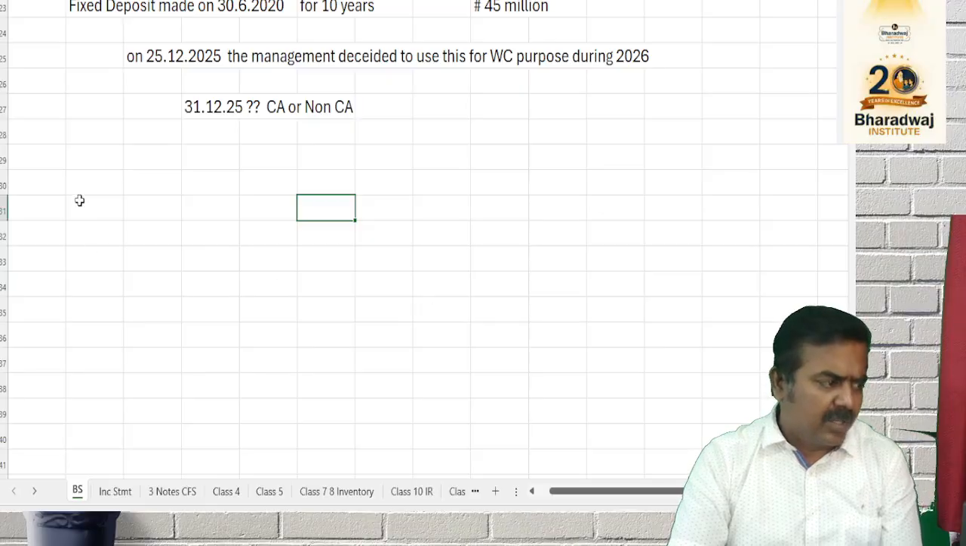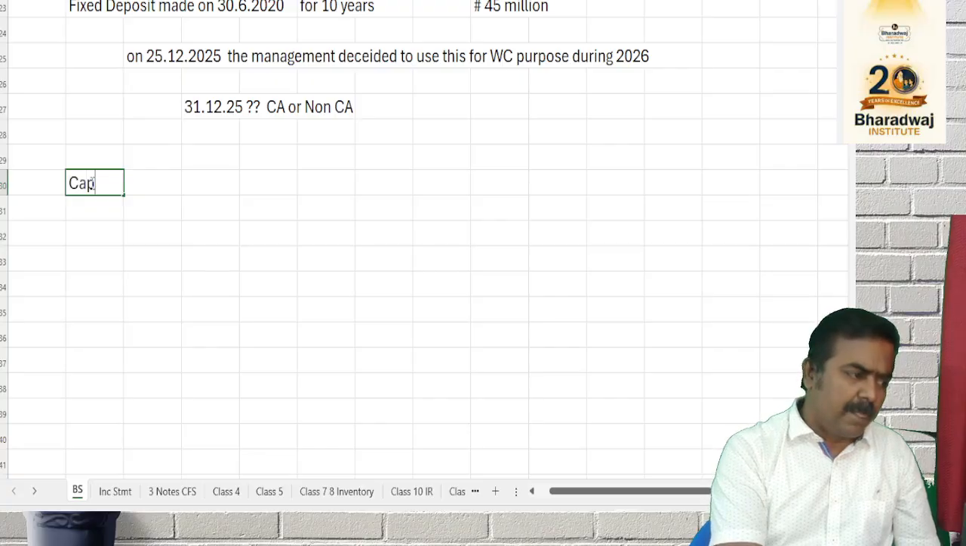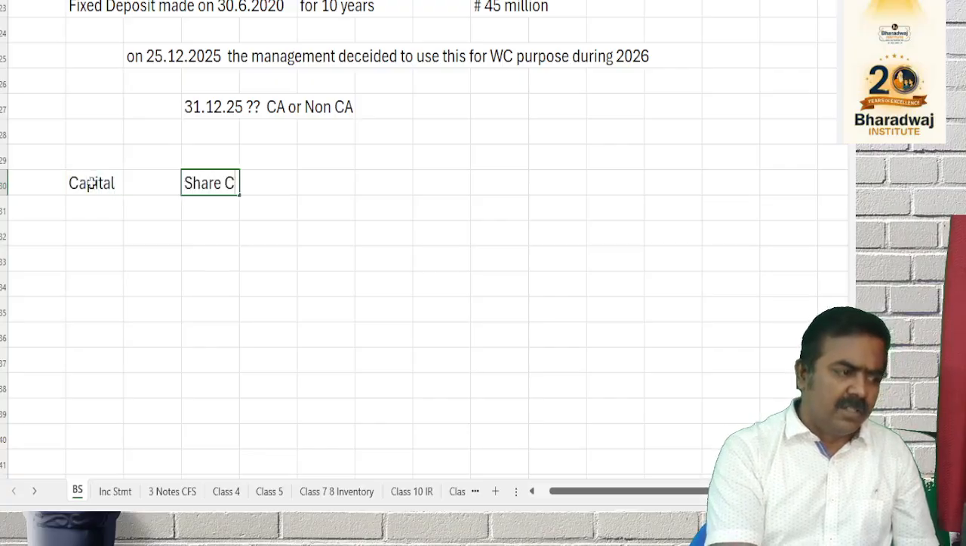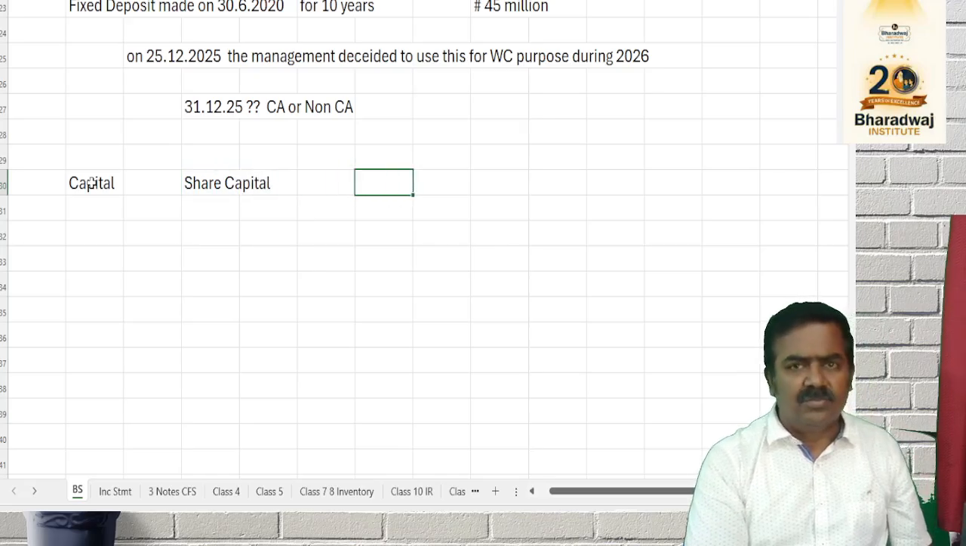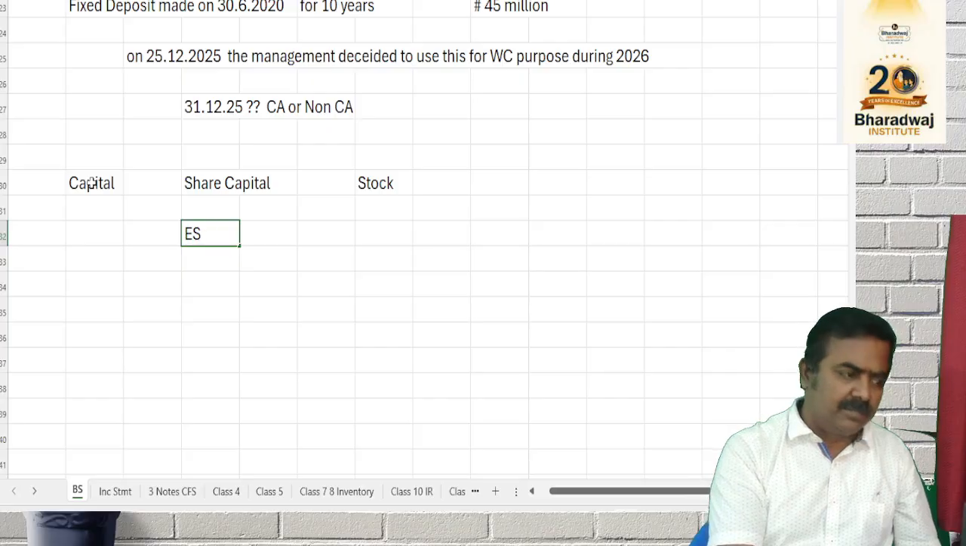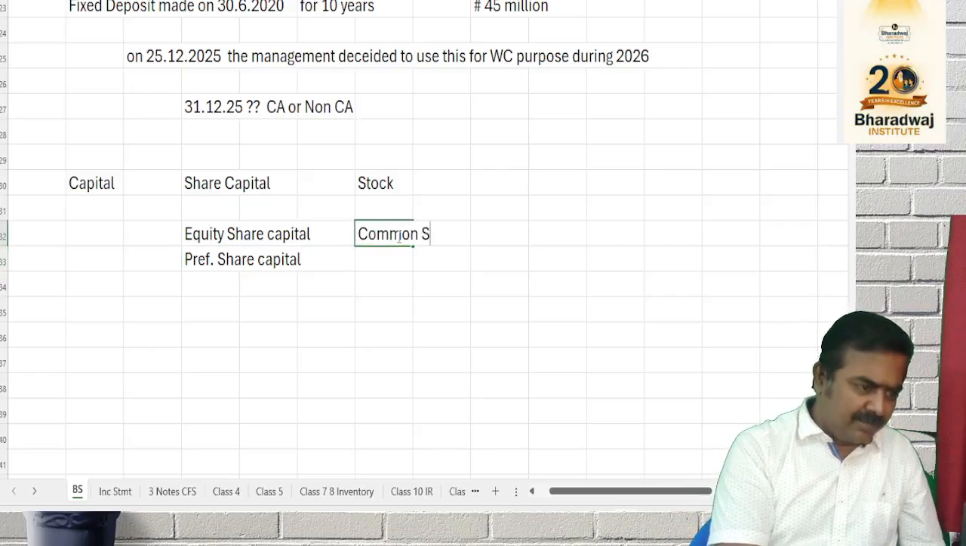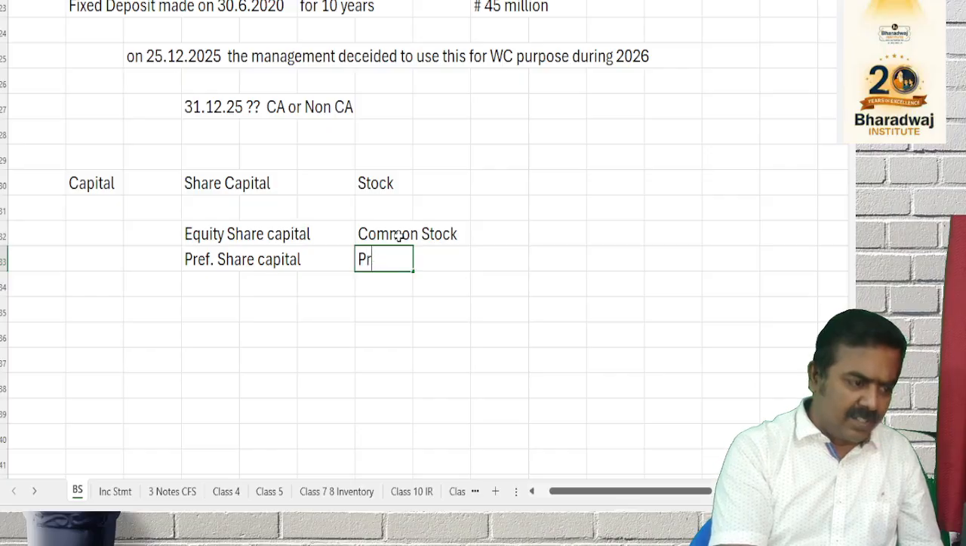Before we continue the next session, let me give a small example. In India, what is the word we use for share capital of the company? Share capital. In US, they use the word stock. In India, we call it equity share capital and preference share capital. In US, they call it common stock and preferred stock.